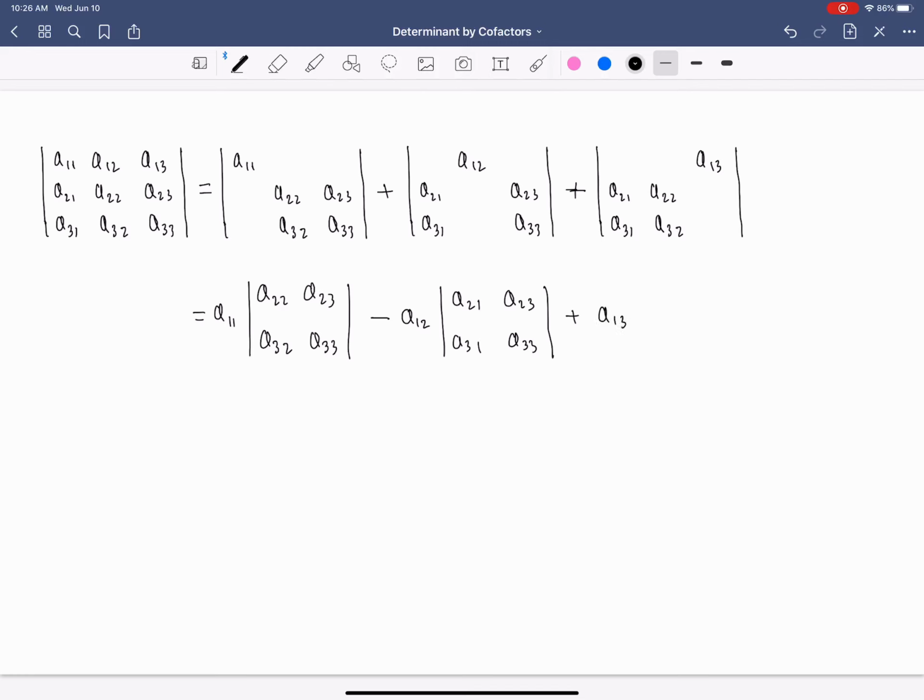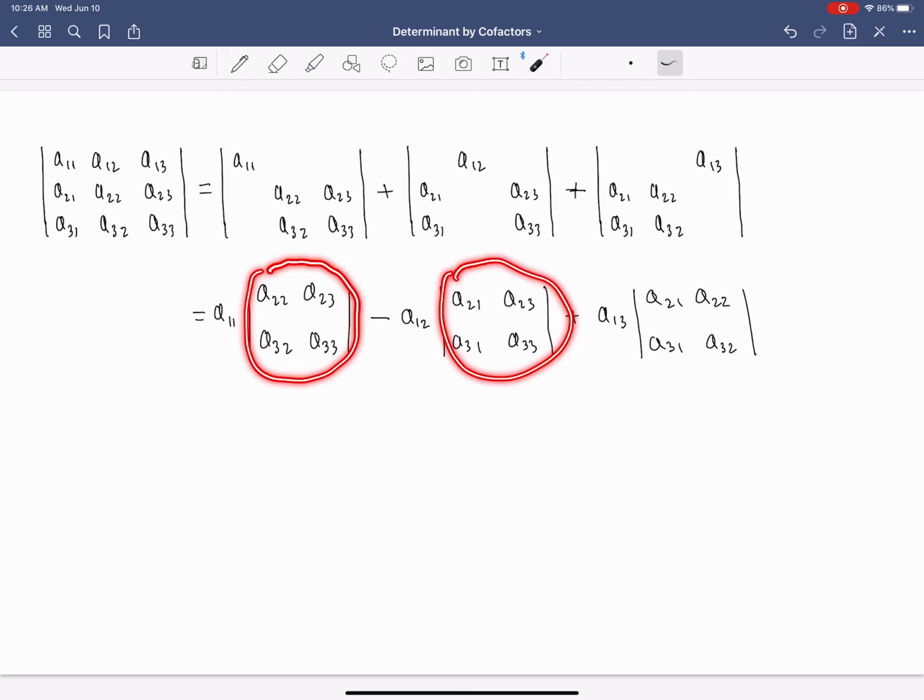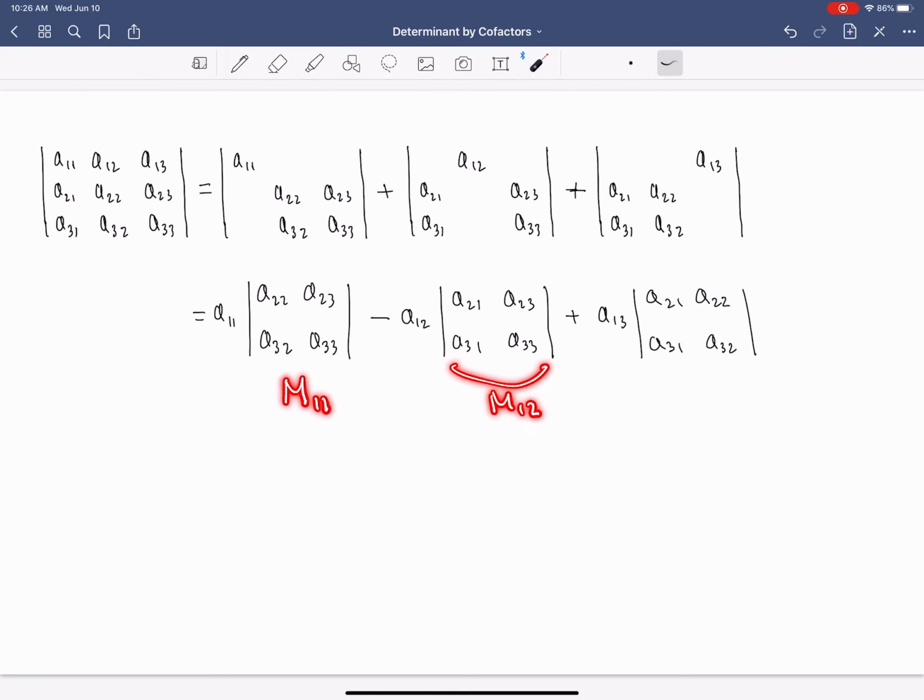A13, so I factor that 1, 3 out. And then I have the determinant of the minor: A21, A22, A31, A32. These submatrices are called minors. They'll have a notation. Because this is the minor of A11, we'll denote that as M11. We'll denote this as M12, and we'll denote this as M13.